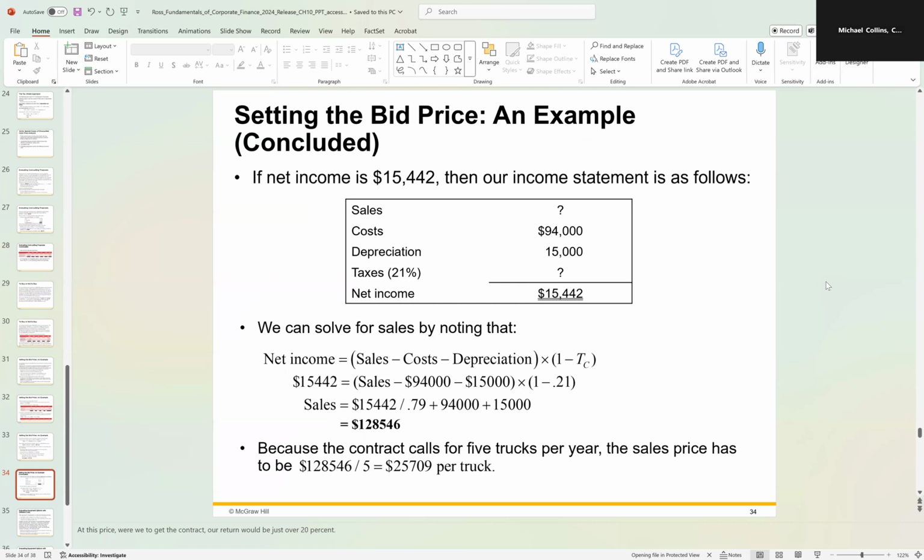We can solve for sales by noting that net income equals sales minus cost minus depreciation, times 1 minus the tax rate. And that total number ends up being, for the 5 trucks, 128,546, which is the total for the 5, which works out to 25,709 per truck. So you want to just divide that.